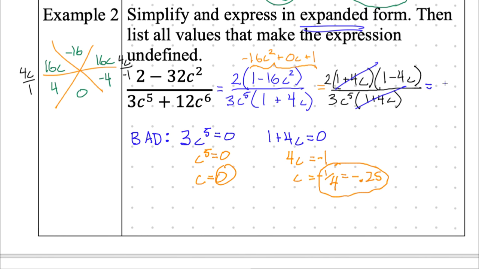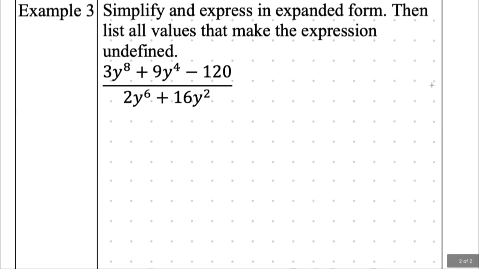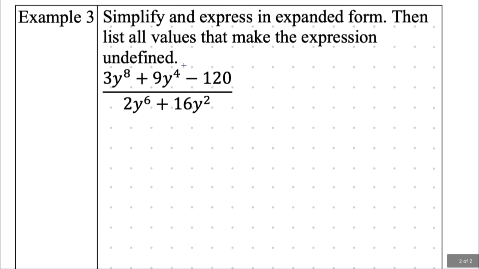This is going to be equal to, I don't know if I have enough room here. It's going to be 2 minus 8c in the numerator, and in the denominator I'm going to have a 3c to the power of 5. And that's my final simplified answer. That's example 2. We have one final example, and then we are done with the notes, done with today. Example number 3. Here we go.